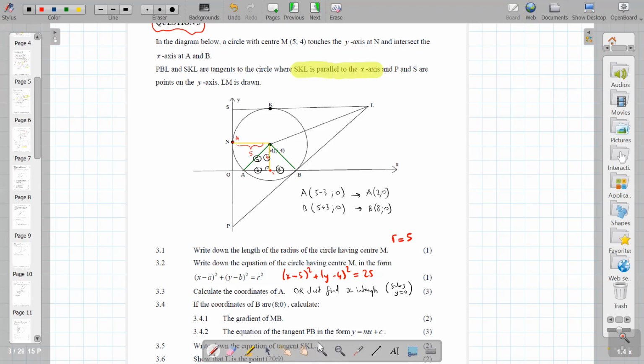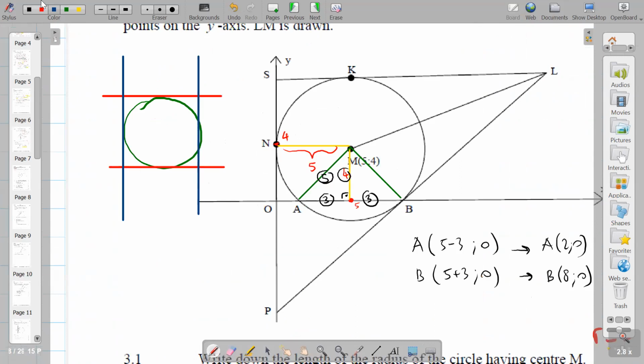So remember, every circle has two horizontal tangents and two vertical tangents. How does it work? For example, when you have a circle, you can always have two horizontal tangents, like the red ones, and then two vertical tangents, like the blue ones. And now, if you know the circle equation and the center and everything, that wouldn't be a problem.